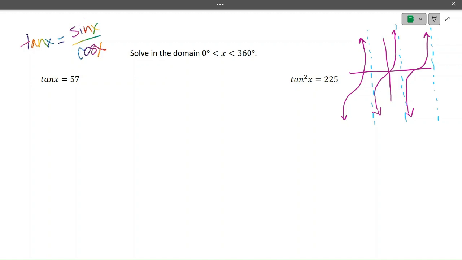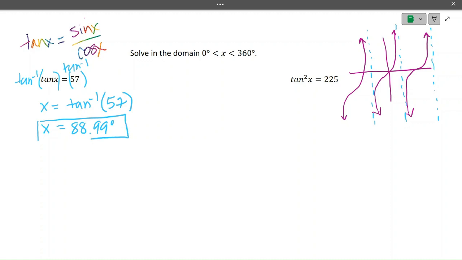We start solving the same way we solve sine and cosine equations, and that is by taking the arc tangent, or the inverse tangent, of both sides. So when I take the inverse tangent of x, I'm left with x. And to find the inverse tangent of positive 57, all I'm going to do is pop that into my calculator. When I do that, I get 88.99 degrees. That solution falls within our domain, so that works.